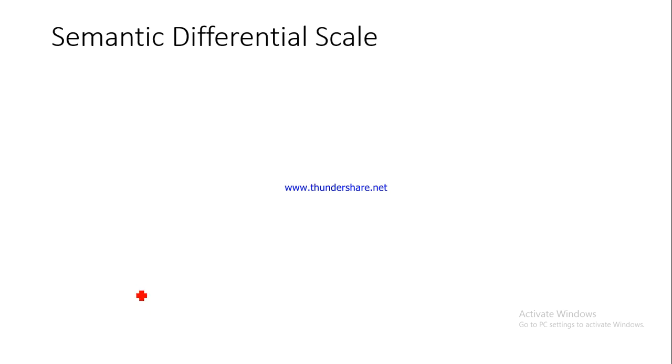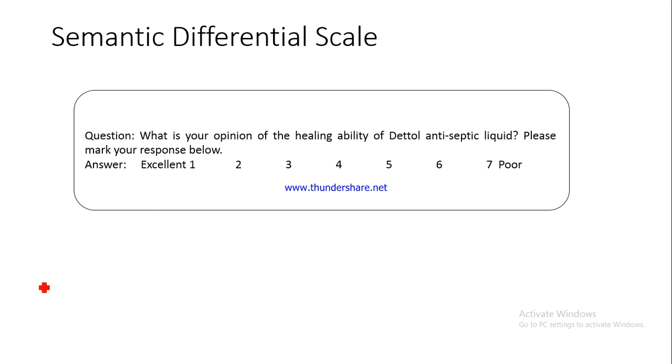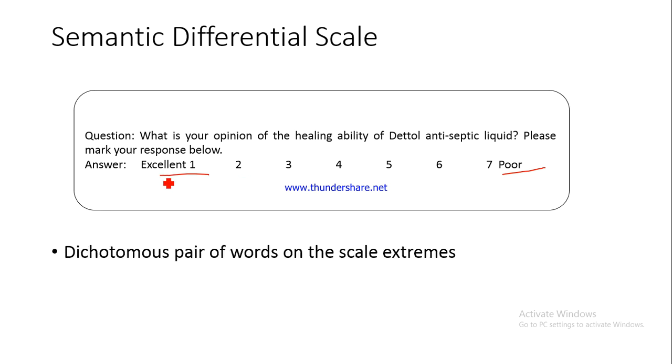Now let us talk about the semantic differential scale. I hope you understand what semantics means. It has to do with language, and here again the same question has been posed. However, please understand, we have basically used 2 words which are exact opposites. So a dichotomous pair of words is used. Dichotomous basically here means an opposite pair of words. So excellent and the exact opposite are the extremes. So excellent is 1 and 7 is poor. So the respondent can mark his response anywhere between.